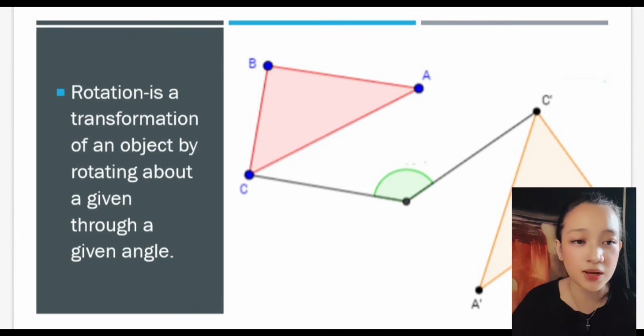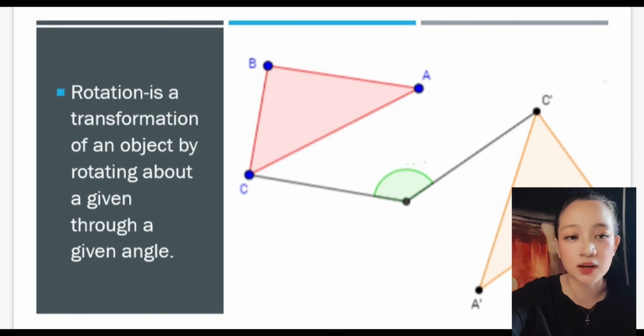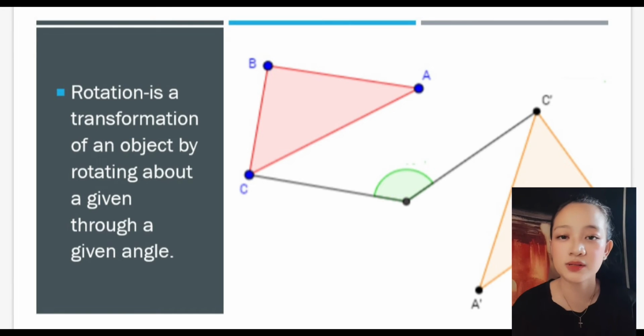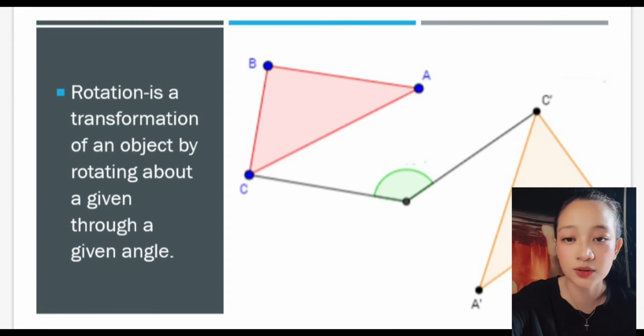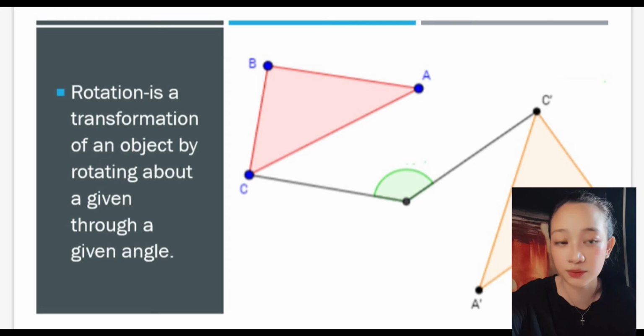Second, we have a rotation. Rotation is a transformation of an object by rotating about a given point through a given angle. So basically, rotation turns a shape around a fixed point called the center of rotation. For example, rotating a square or triangle 90 degrees clockwise around the origin.